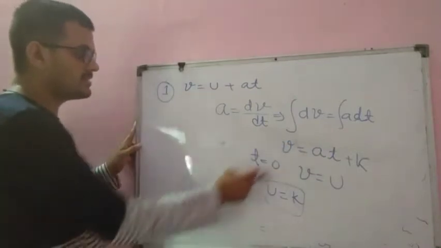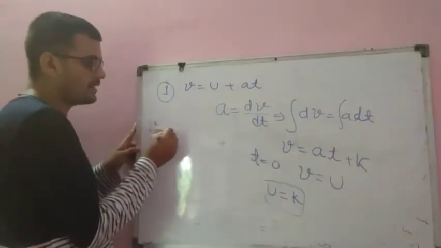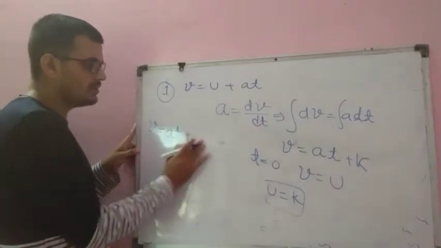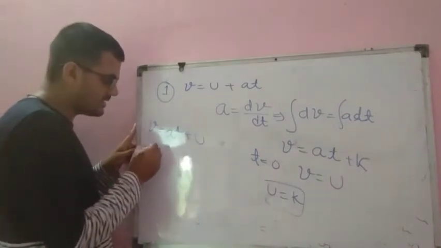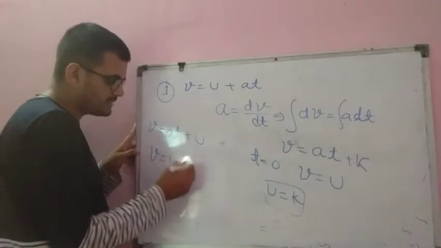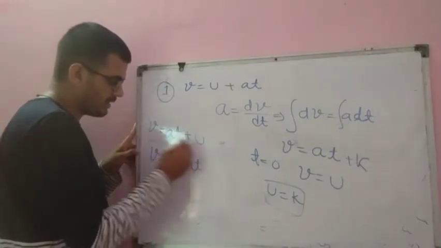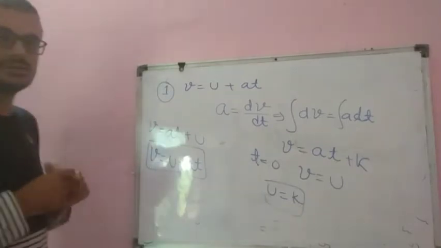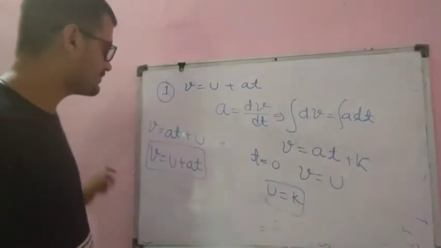Now put this value here: v equal to at plus u. We can rearrange it: v equal to u plus at, like this. This is the first equation of motion.